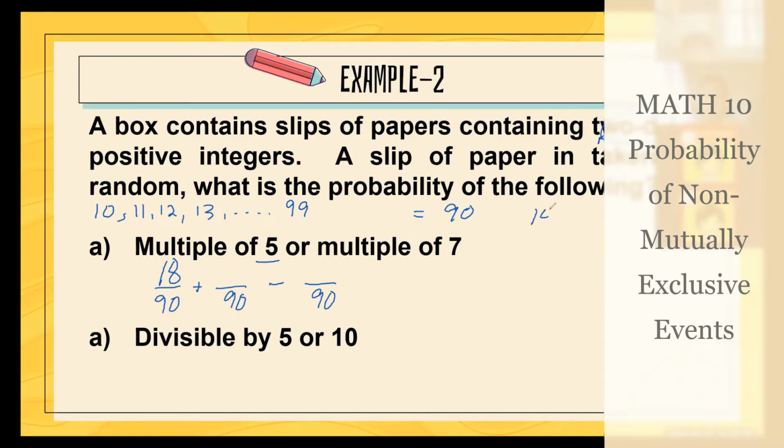7. Of course, 7 is not included. So, 7 times 2, 14. 7 times 3, 21. Plus 7, 28. What else? 28 plus 7, 35. Plus 7, 42. Plus 7, 49. Please help me. Plus 7, 58 ba? Plus 7, 65. Plus 7, 72. 80. Mali. Plus 7, 79.